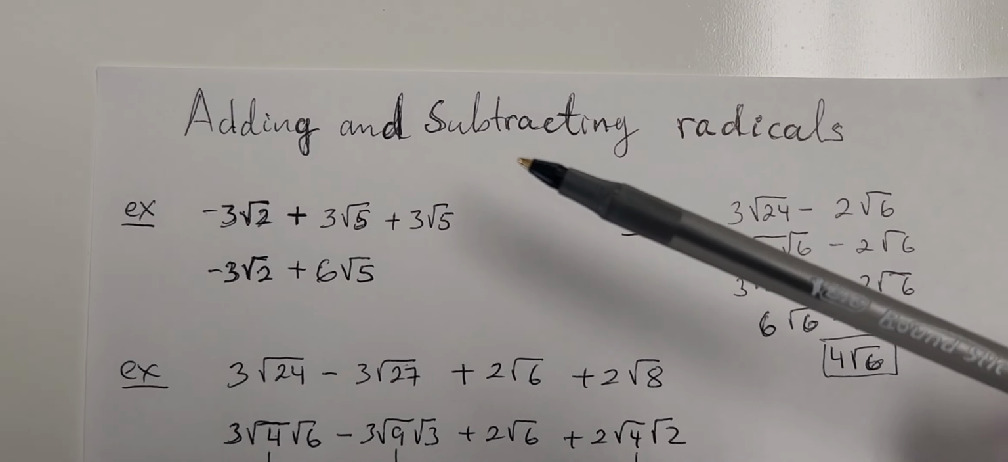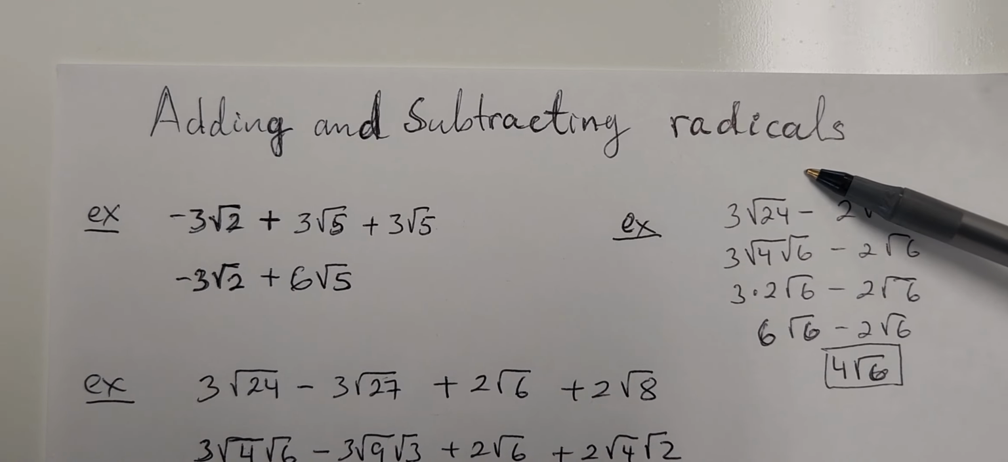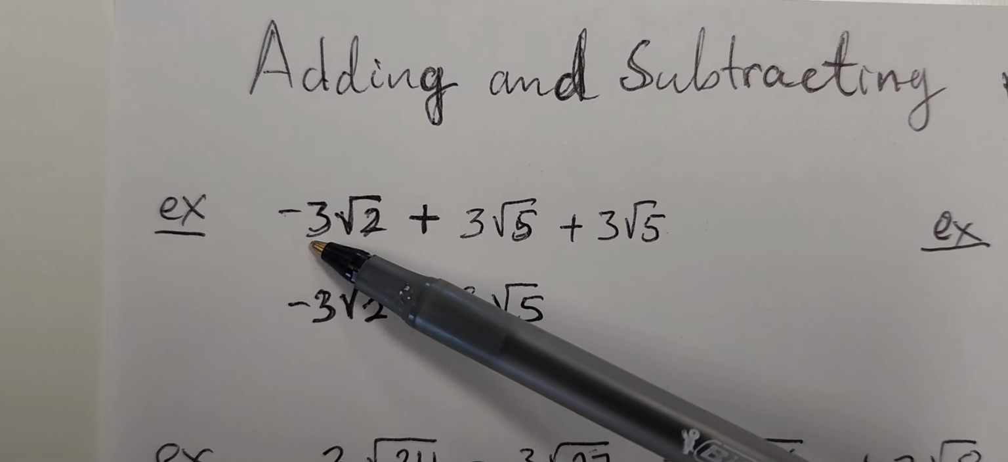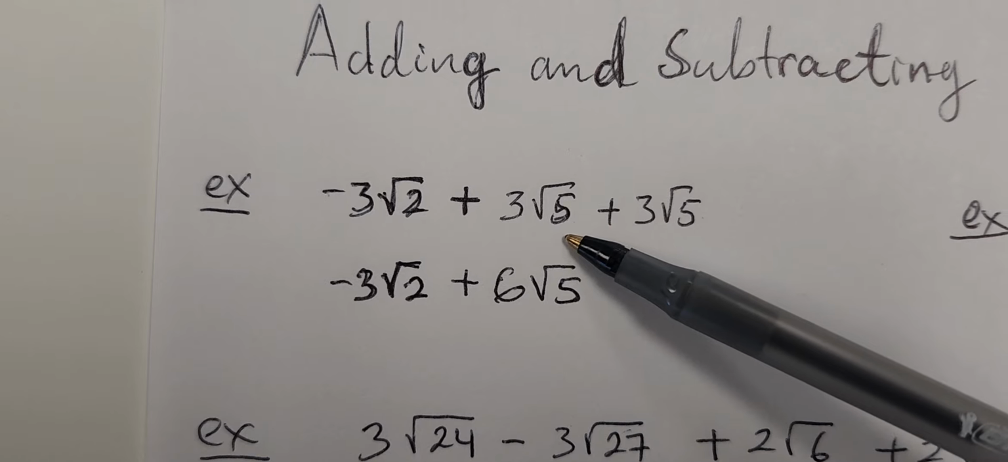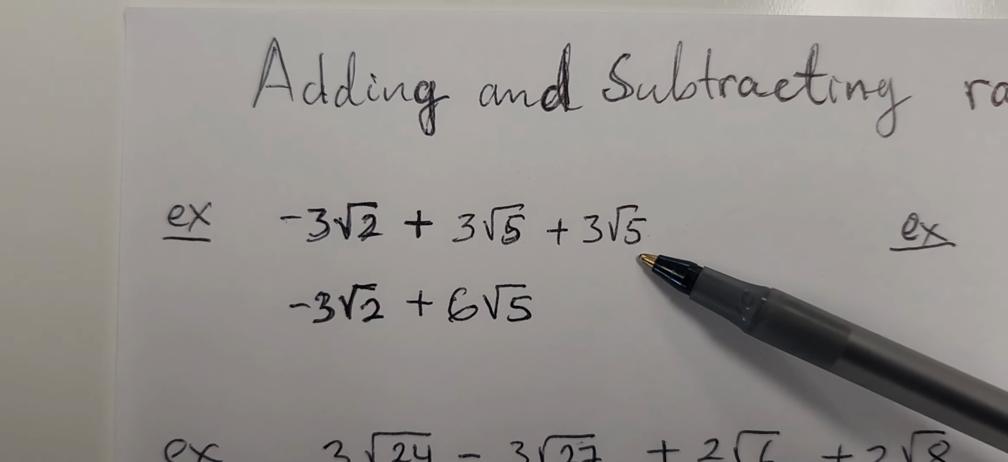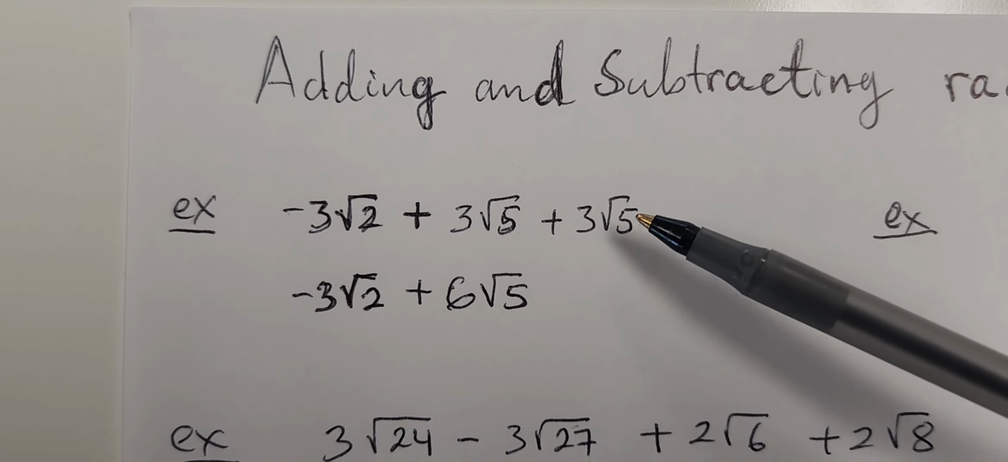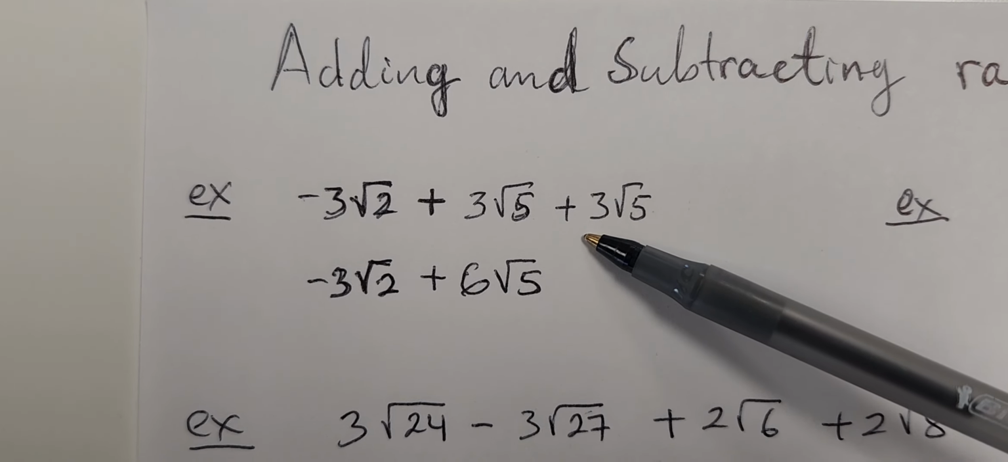This lesson is adding and subtracting radicals. Here we have the first example: negative 3 radical 2 plus 3 radical 5 plus 3 radical 5. You can only add or subtract when they have the same radical.